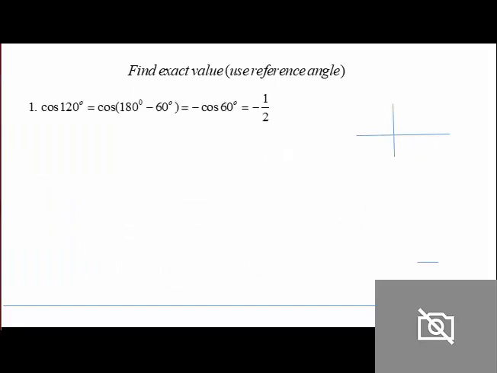Next, we see how to find the exact value of some trig functions. Cosine 120, I split this one as 180 minus 60, and why, you'll see. Just say this is your 120 degree angle.